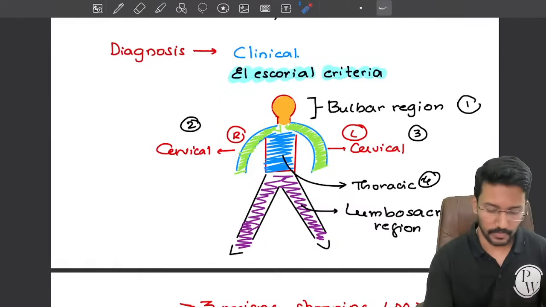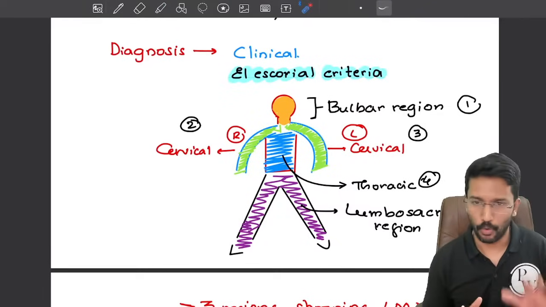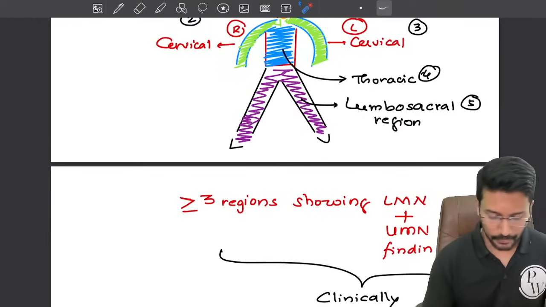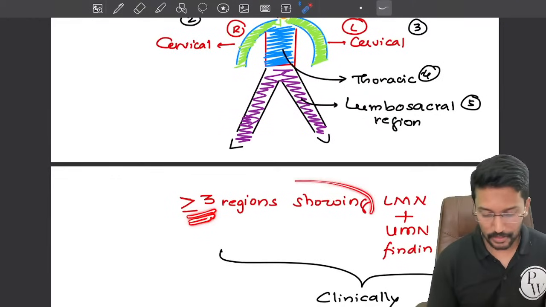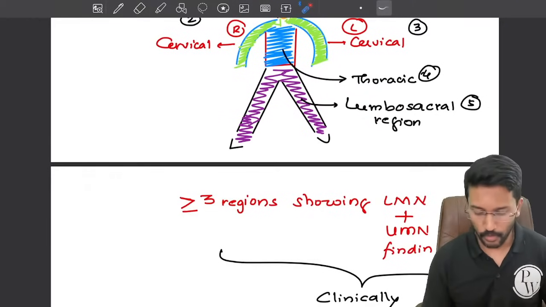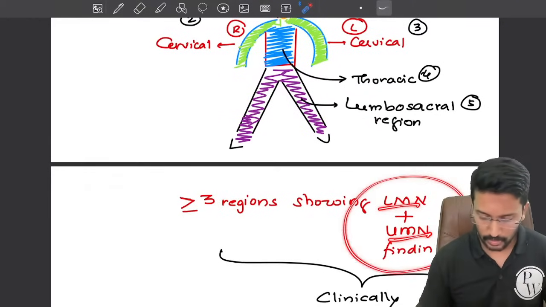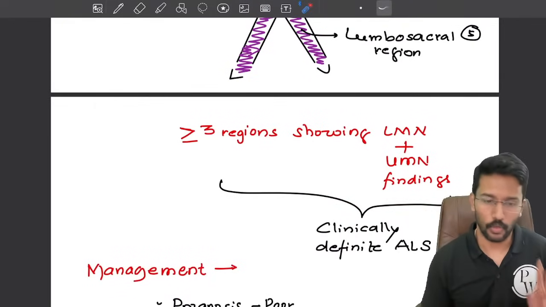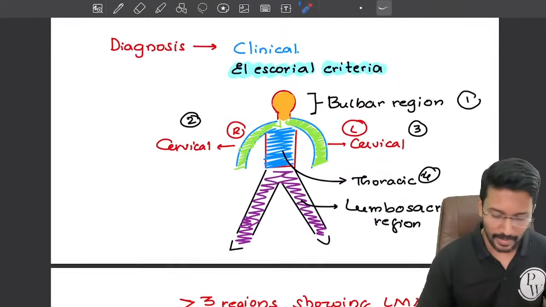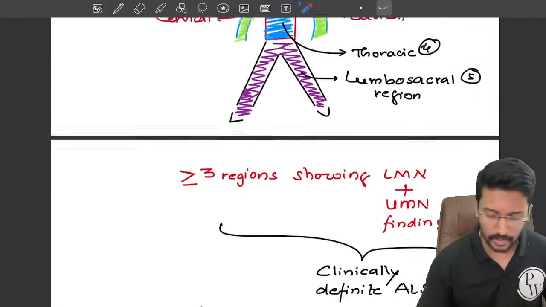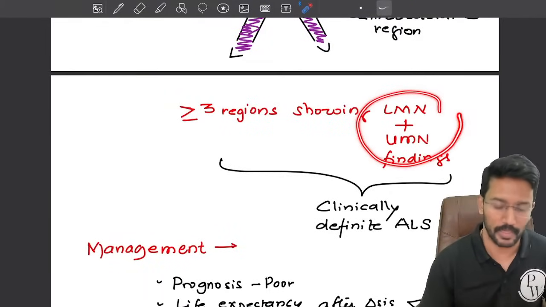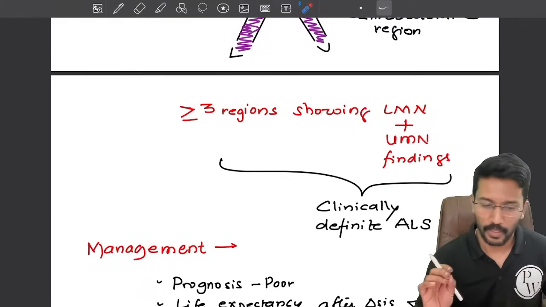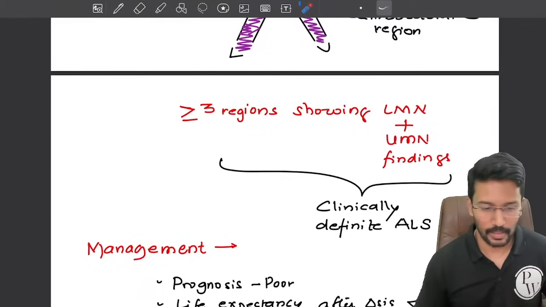In this criteria, we divide the body into 5 regions. I am not getting into the details for now. Among these 5 regions, if 3 or more regions show UMN and LMN findings together, then we make a clinical diagnosis of amyotrophic lateral sclerosis. All you need to remember here is the name of the criteria and how many regions should show LMN plus UMN involvement, and that is 3 or more regions. If you remember that, that's more than enough.